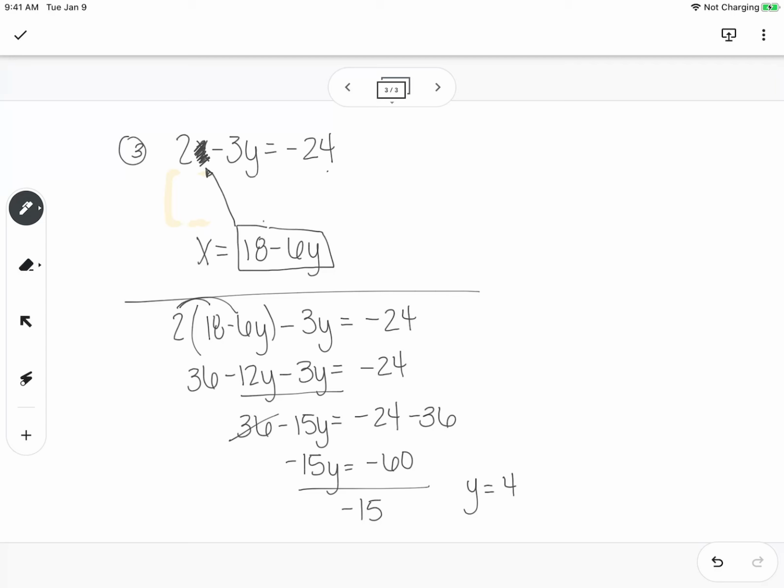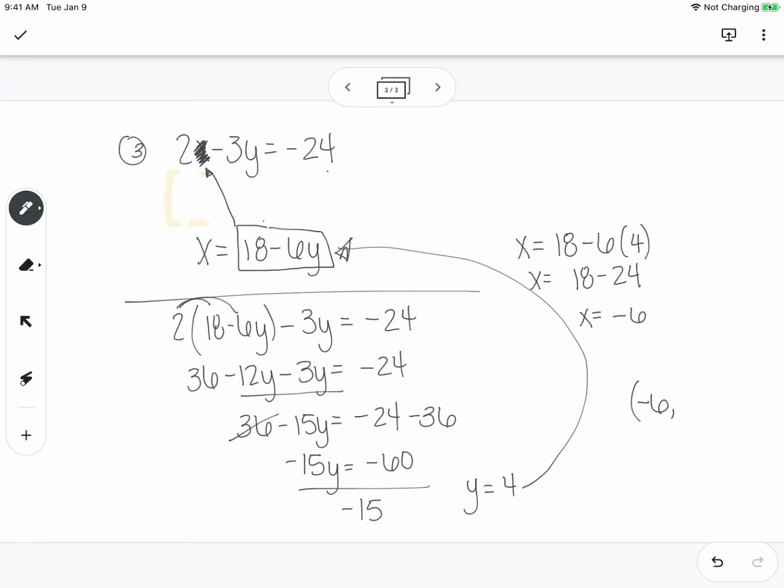Are you done? Nope. Halfway there. Plug that into the boxed equation. So x equals 18 minus 6y, and we now know y is 4. 18 minus 24, so x equals negative 6. Again, make sure you put your x answer first in the parentheses. It's always x comma y.